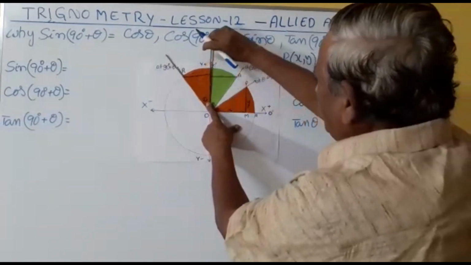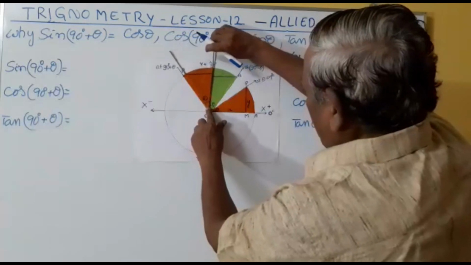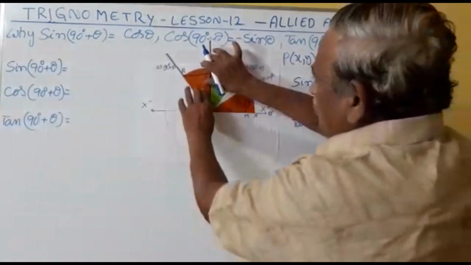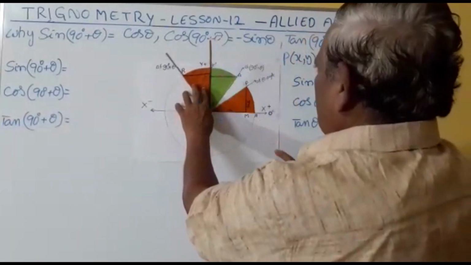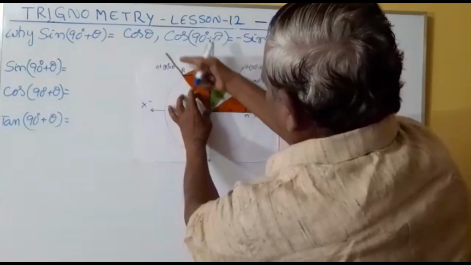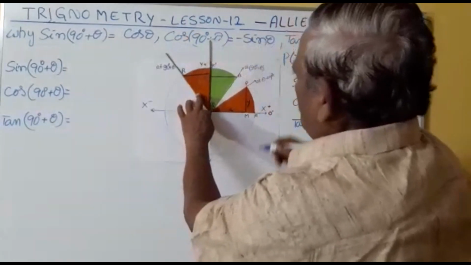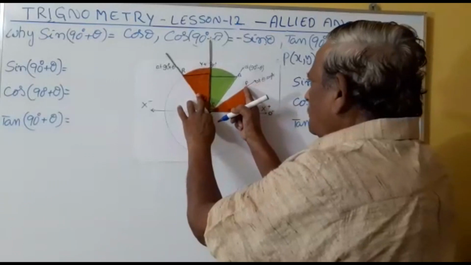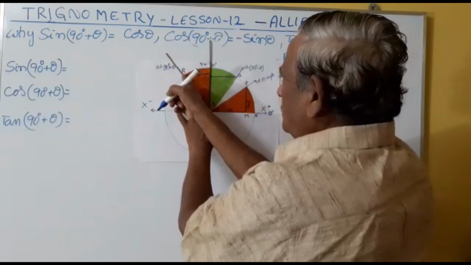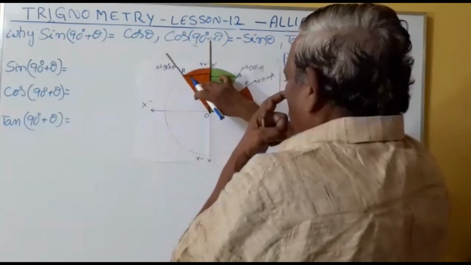Now, what happens when this sector is rotated through 90 degrees? Due to rotation of the sector, the OP ray enters into the second quadrant as OR. This is the OR ray. The point P becomes R here.